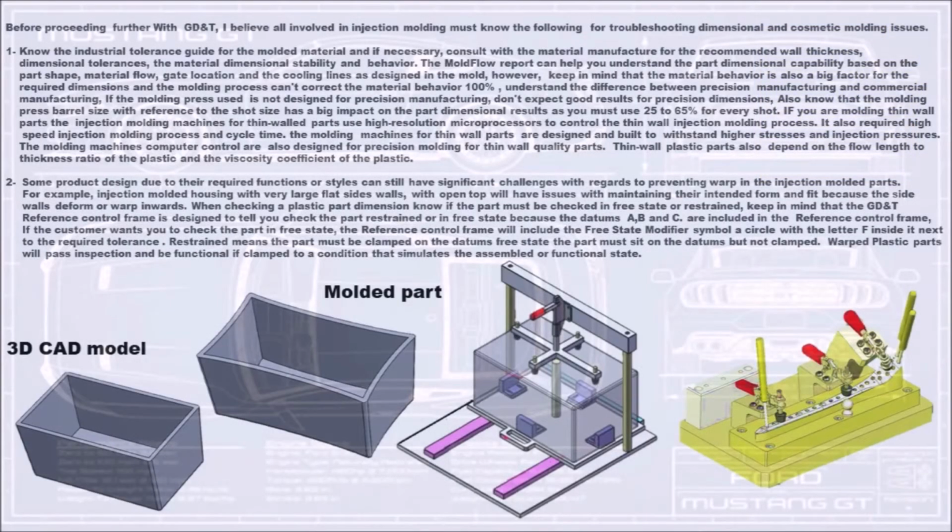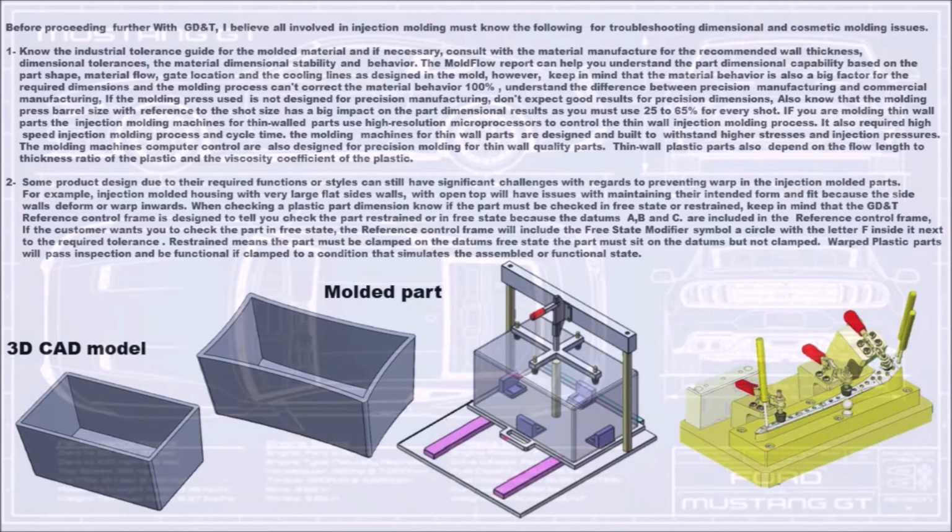Before proceeding further with GD&T, I believe all involved in injection molding must know the following for troubleshooting dimensional and cosmetic molding issues. 1. Know the industrial tolerance guide for the molded material and, if necessary, consult with the material manufacturer for the recommended wall thickness, dimensional tolerances, and the material dimensional stability and behavior.